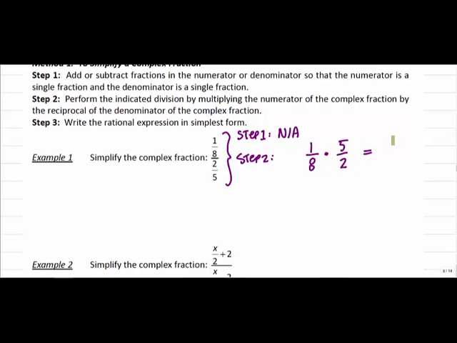And so here I would get 5 times 1, or 1 times 5, which is 5, over 8 times 2, which is 16. And that would be my final answer. I can't reduce that anymore. That's it.